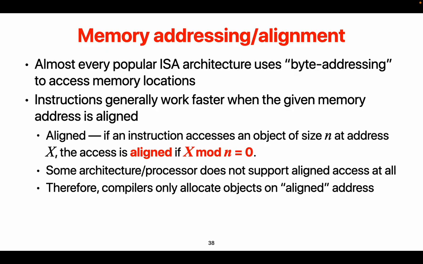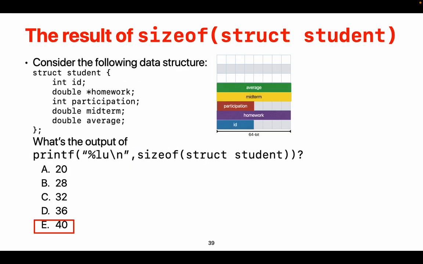Because if you don't do this, then it will be split into 2 different instructions when you load an 8 byte value, and you need another instruction to pick specific bytes. So if you look at the layout, the first element here, ID, starts at 0. That's fine, right? And then after I use 4 bytes, is 4 divisible by 8? It's not a multiple of 8, right? So you have to find the next address that can be divided by 8.